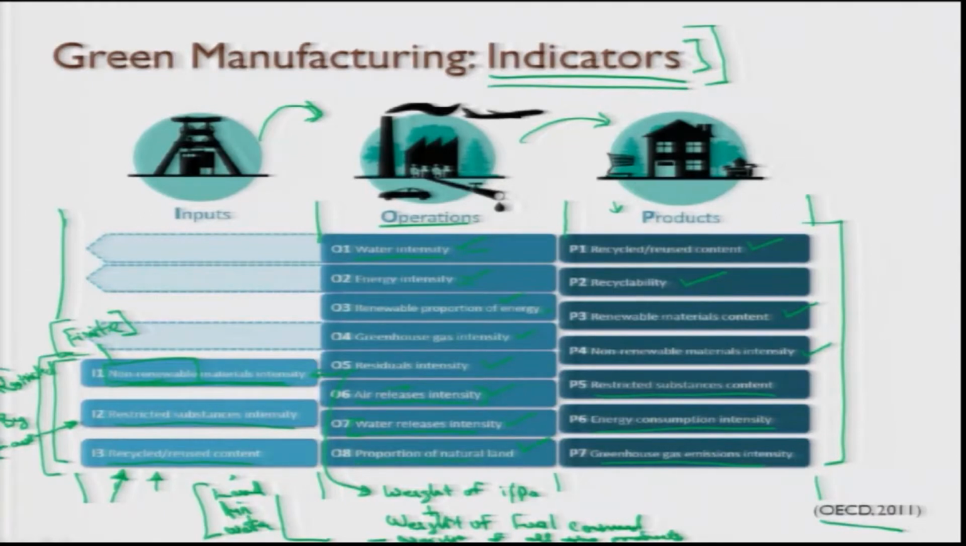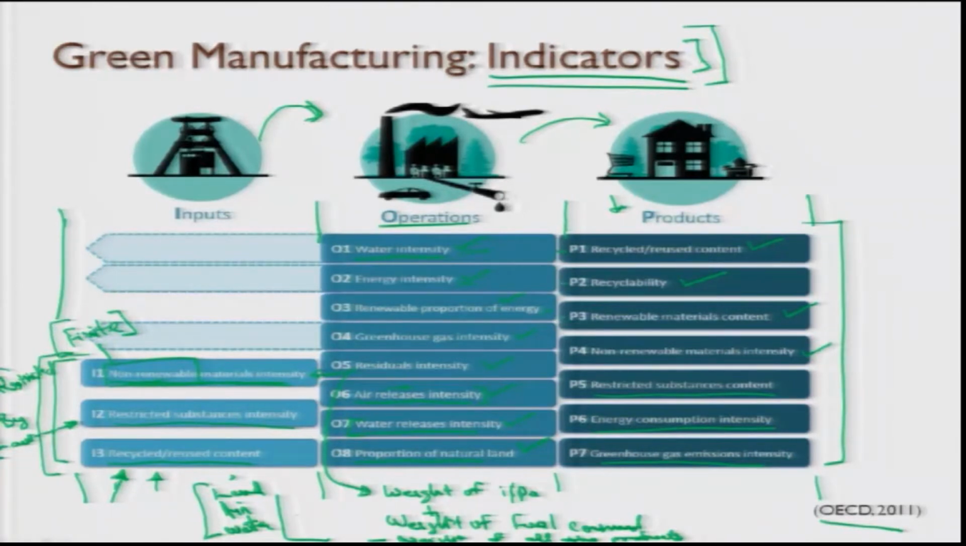Then proportion of natural land. Proportion of natural land is not an absolute measure of sustainability of the facility. It actually does indicate the intensity of land used for the facility. So, by providing some natural cover, it is a sign to employees and to the surrounding community that environmental performance is a concern of the facility.